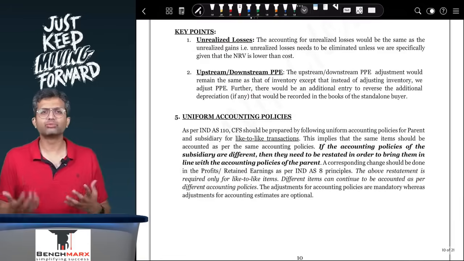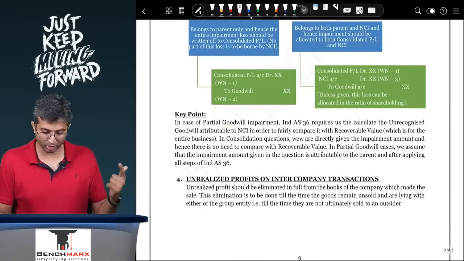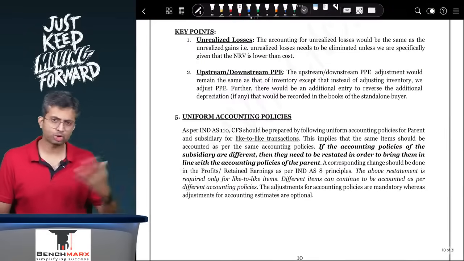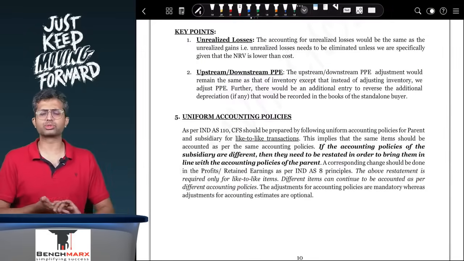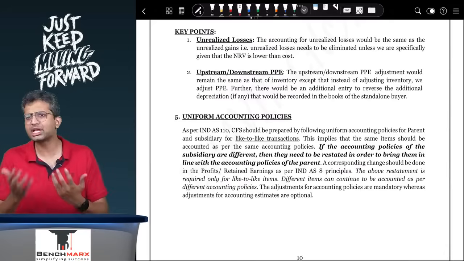So these are the crucial adjustments, I would say. Adjustment number 2 and adjustment number 4 were crucial. 2 is fair value, 4 is upstream or downstream sale. Adjustment 5, not very important, uniform accounting policies.